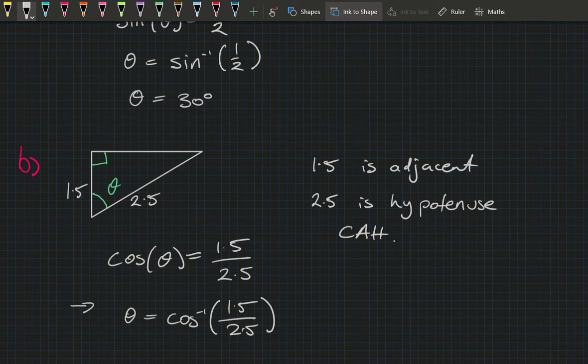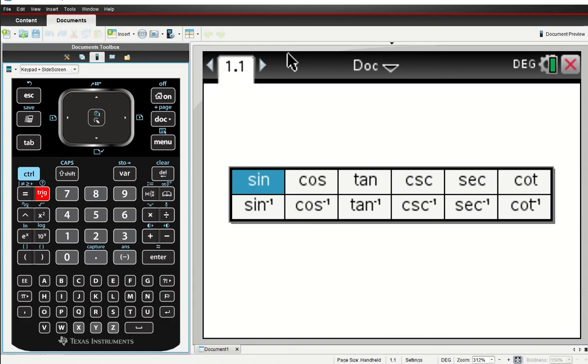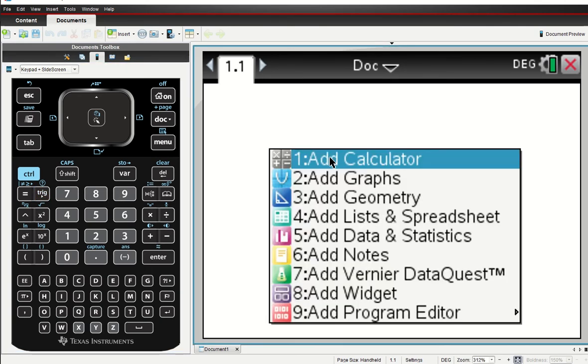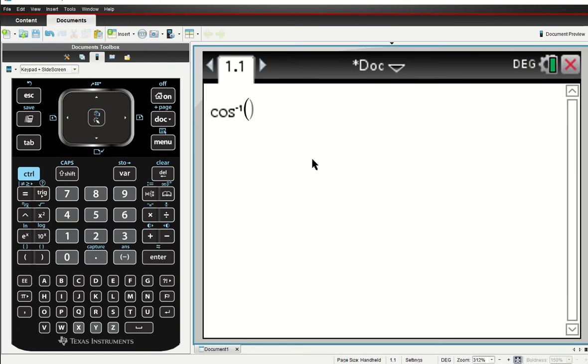And this time, let's use the CAS calculator. So if I press the trig button, which is red, I come up with a bunch of options. So I'm going to choose cos to the minus 1. And that's cos to the minus 1 of 1.5 divided by 2.5. And if you remember from our last lesson, we had to do Control Enter.